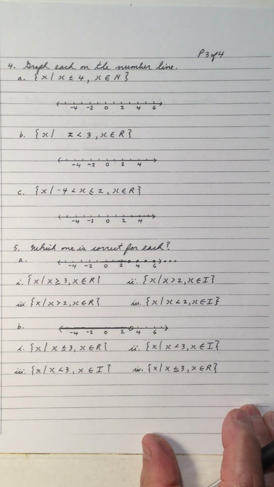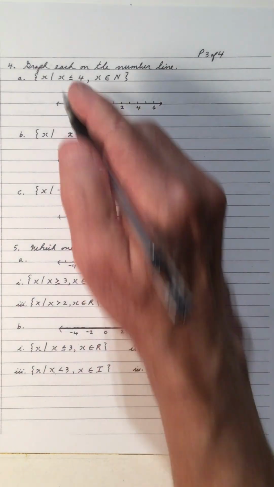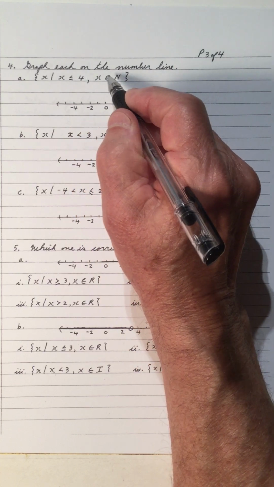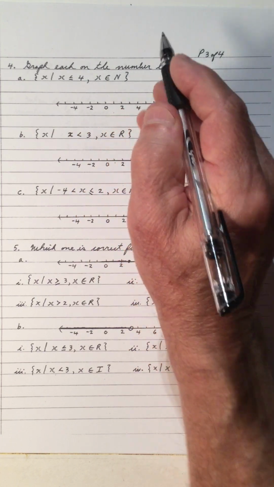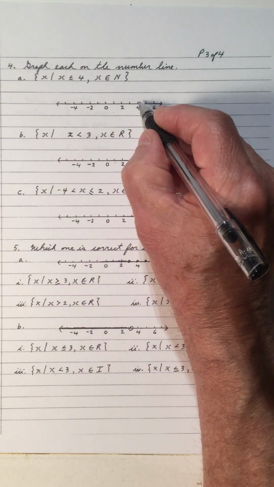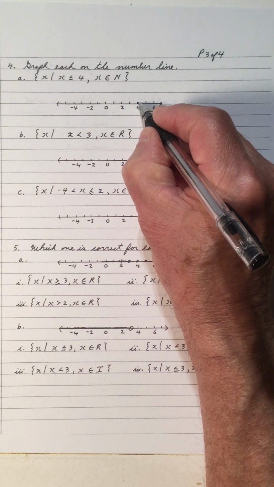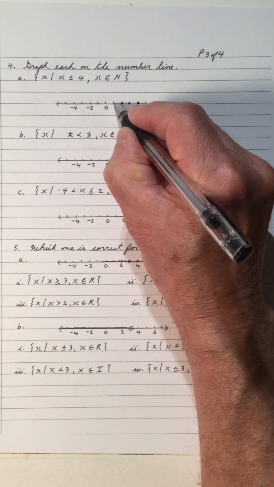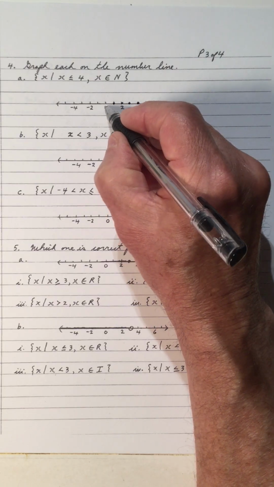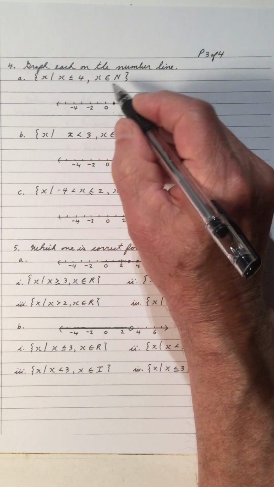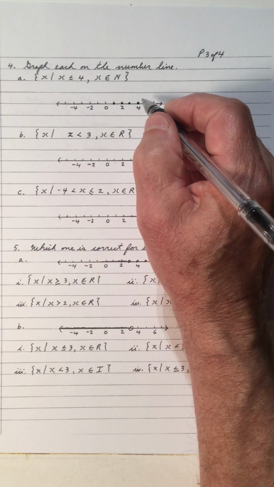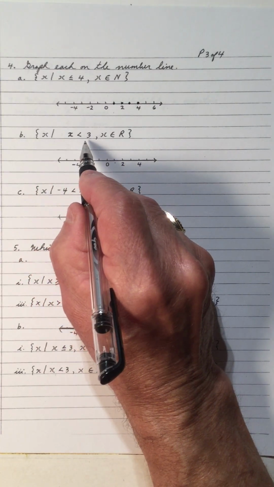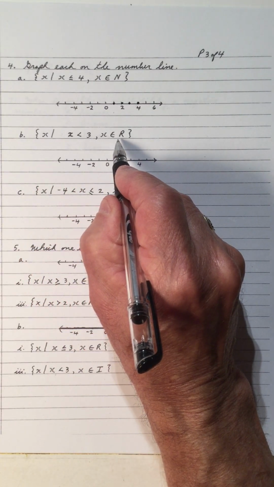Number 4, graph each on the number line. The set of all x such that x is less than or equal to 4, where x belongs to the natural numbers. So equal to 4, and they're the natural numbers, so we have a 4, a 3, a 2, and a 1. There's the natural numbers. We can't go with 0 and the negatives because they're not the natural numbers. Natural numbers are the counting numbers. B, set of all x such that x is less than 3, belongs to the reals.